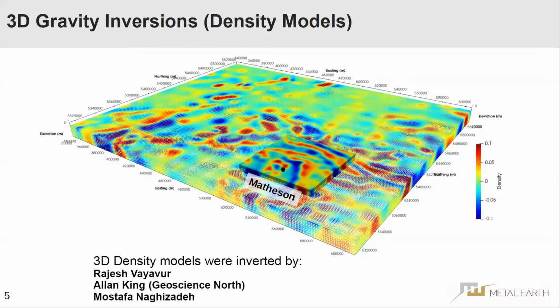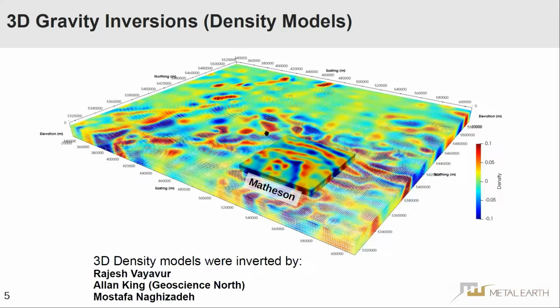All these inversions, of course, take lots of time and effort. So the 3D density models were provided by these researchers here. Rajesh Wire did some of them. Alan King from Geoscience North provided some of them. And for a few of them that we didn't have, I personally did the 3D inversion myself with some software to get the 3D density models.